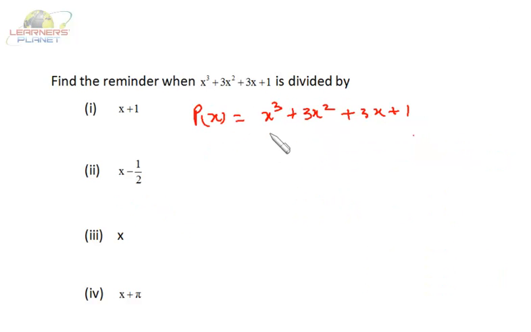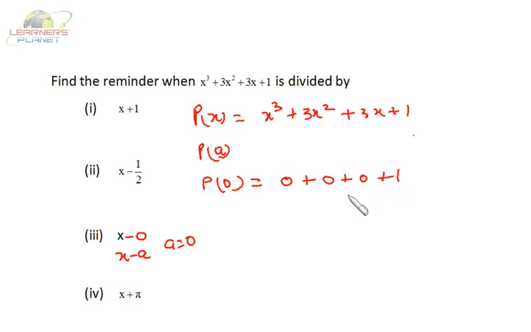Now let's find the remainder when this expression, that is p(x), is divided by x. Okay, so here x is x minus 0, that means x minus a, where a is 0. That means we have to find out p(a), and p(a) is nothing but p(0). Okay, so now put the value of x as 0. It's 0 plus 0 plus 0 plus 1. Okay, so we are getting 1 as remainder in this case. That means if x cube plus 3x square plus 3x plus 1 is divided by x, we will be getting remainder as 1. Okay.